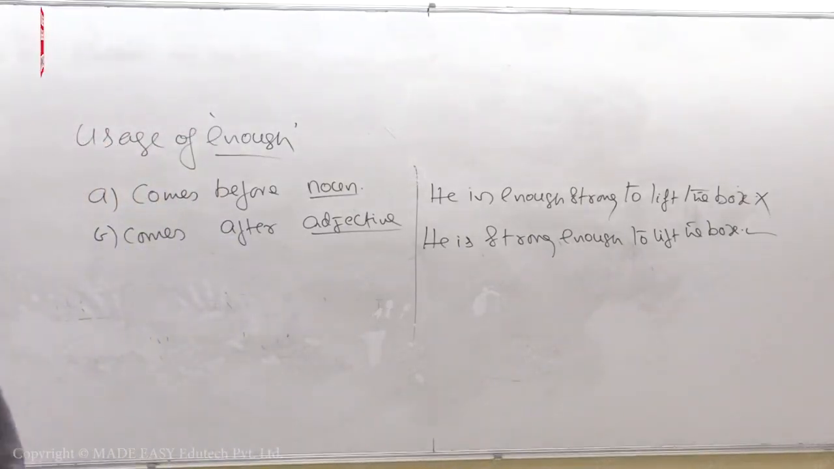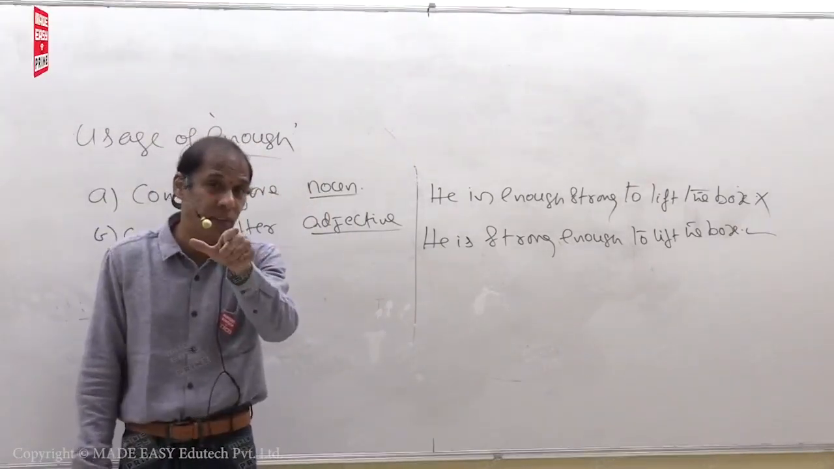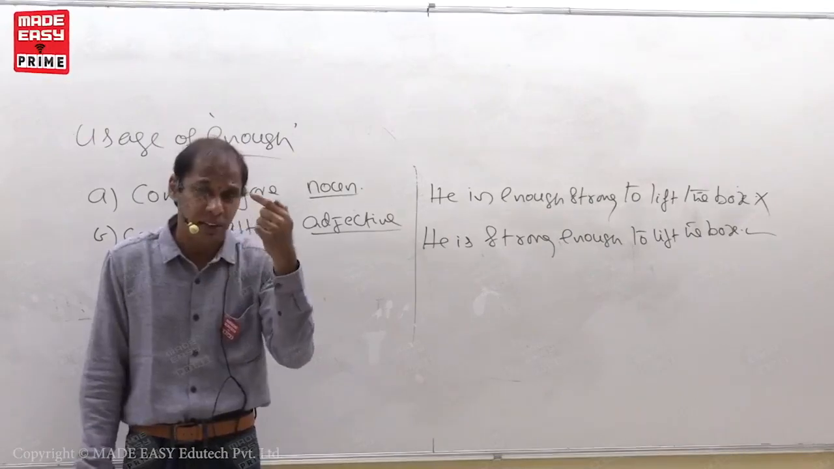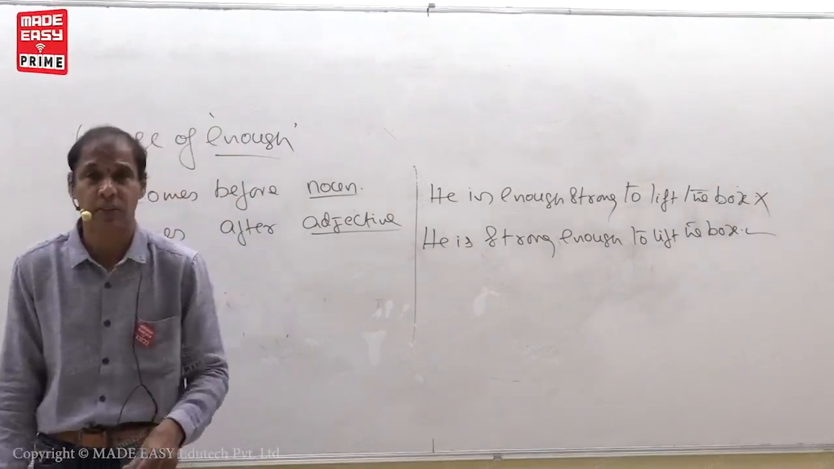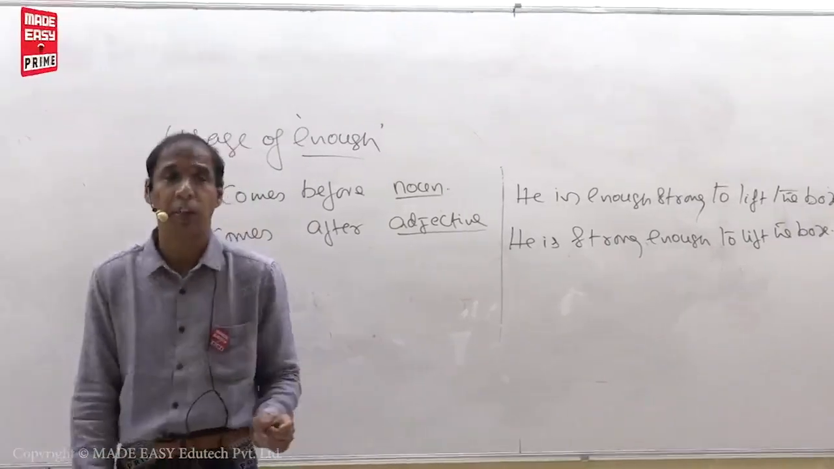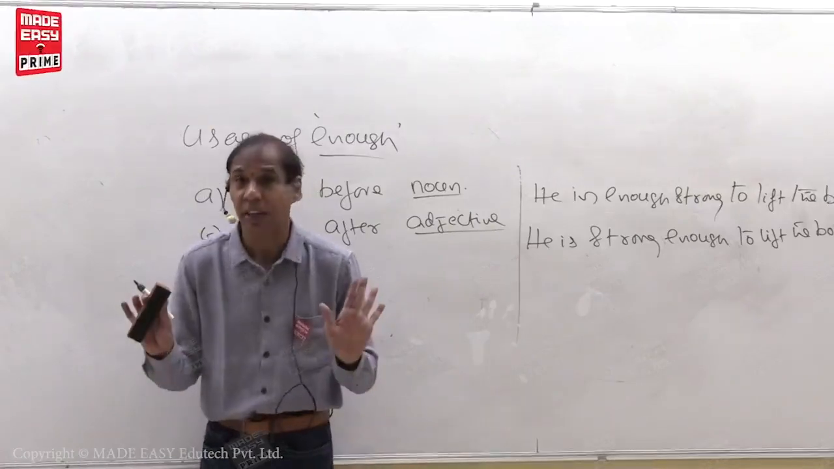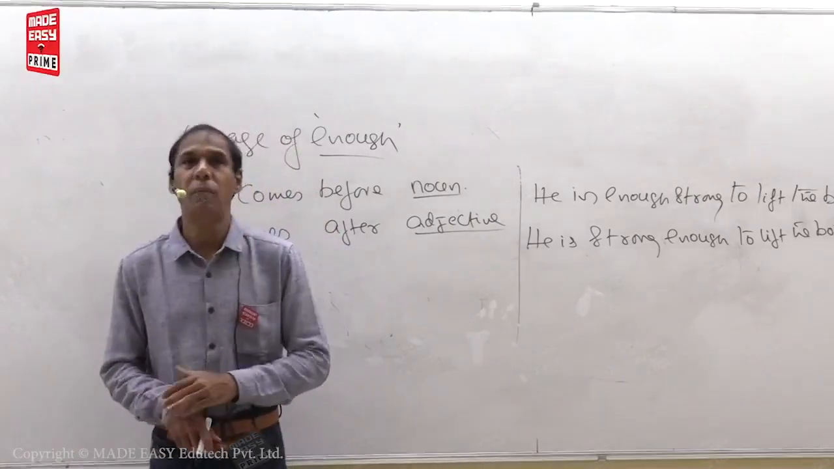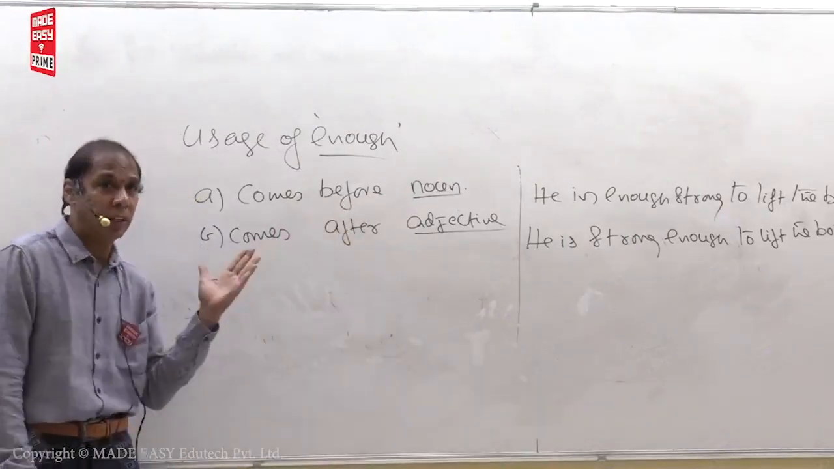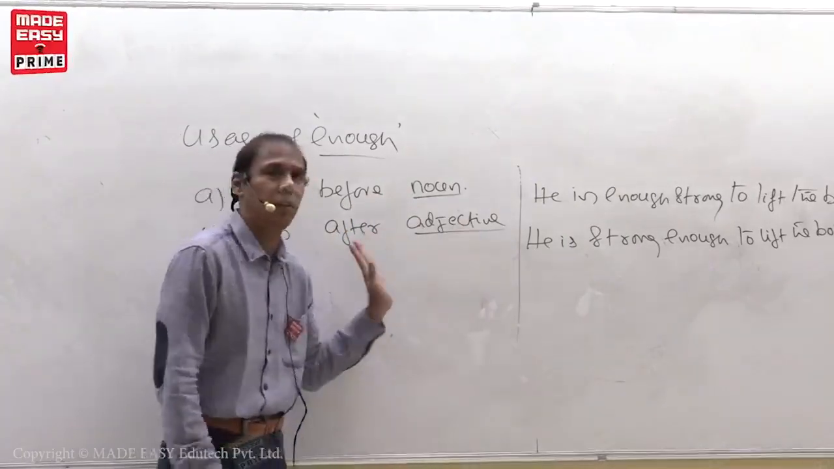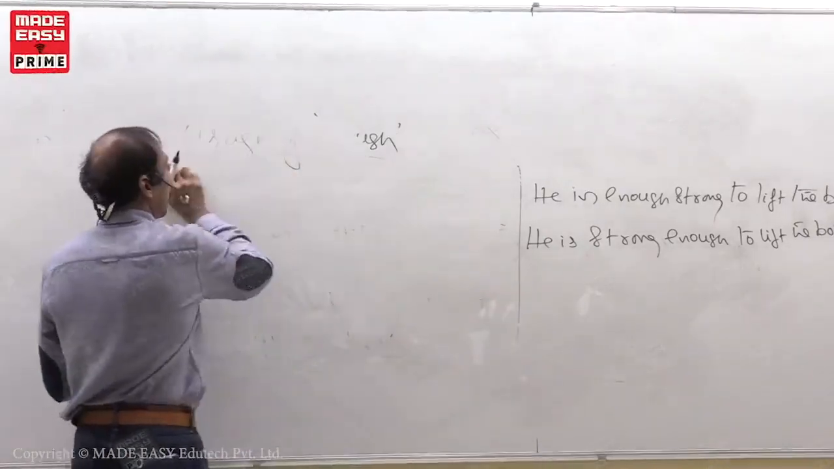Okay? So, what is the placement of enough? When enough is given in the sentence, observe. It means they are testing us on whether we know the placement of enough or not. Immediately, if you find enough in a sentence, you have to identify whether the placement of enough is correct or wrong. See, what is the placement of enough? In the case of a noun, it comes before. In the case of an adjective, it comes after. That's it.